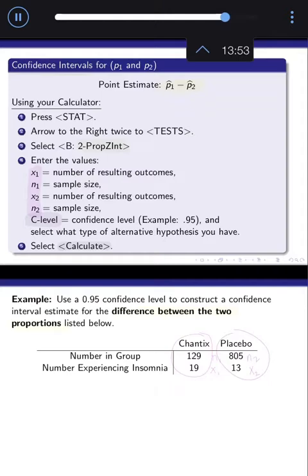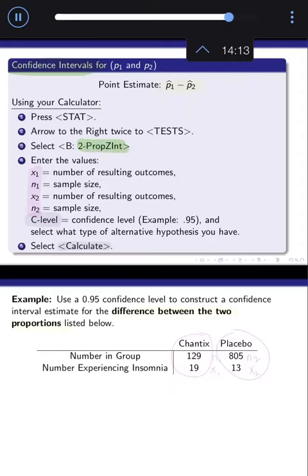Well, after talking about hypothesis testing for two proportions, you can actually also do confidence intervals for two proportions. Well, instead of a 2-prop z test, we're now going to do a 2-prop z int, and the int stands for interval, for confidence interval.